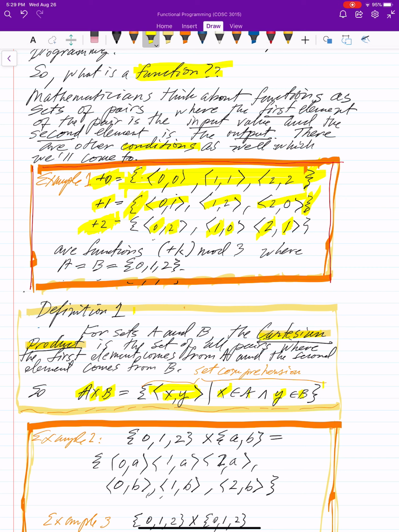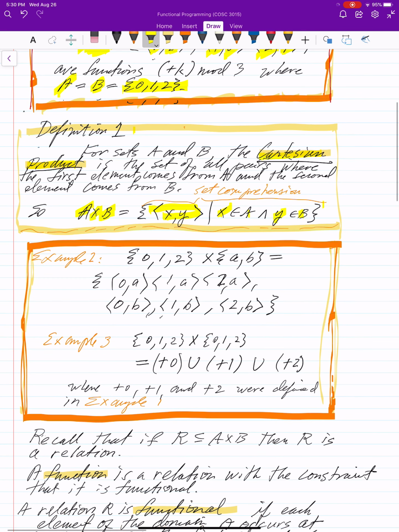So these happen to be functions for adding 0, adding 1, and adding 2 to a set A, which is the finite set {0, 1, 2}. And the output set B is also the set {0, 1, 2}. So for example, if I add 2, 0 plus 2 is equal to 2 mod 3. 1 plus 2 is equal to 0 mod 3. And 2 plus 2 is equal to 1 mod 3. So that's an example of a function.